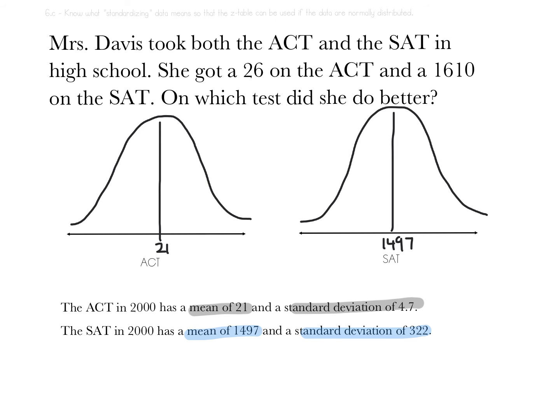So I know that my score is going to be somewhere greater than a 21 and somewhere greater than a 1497. So I know that I did better than 50% on both tests, because in a normal curve, 50% is above the mean and 50% below. So I know that I'm better than 50% of the people who took the test, but how much better?